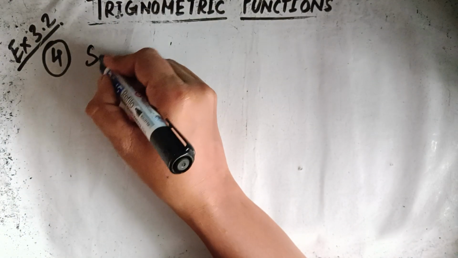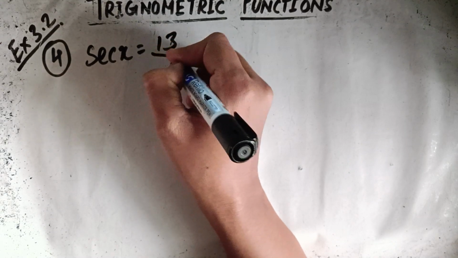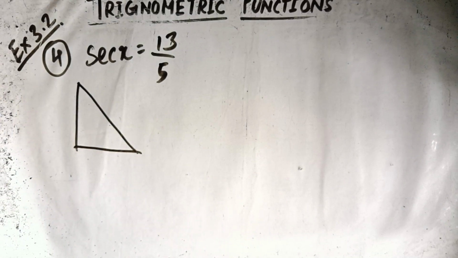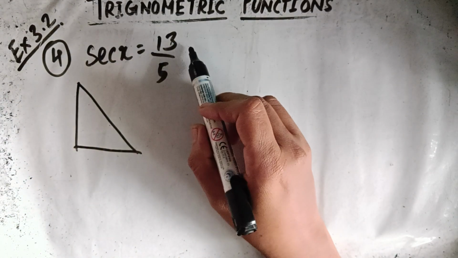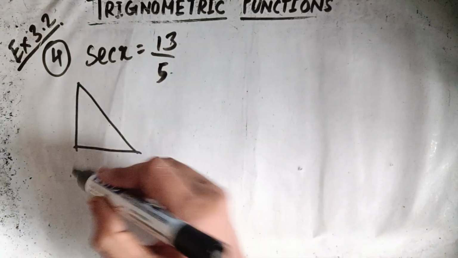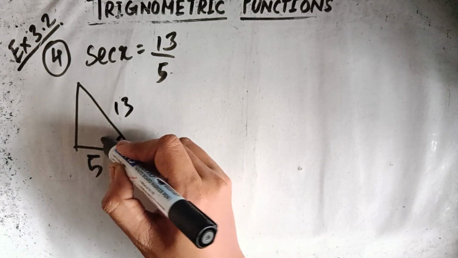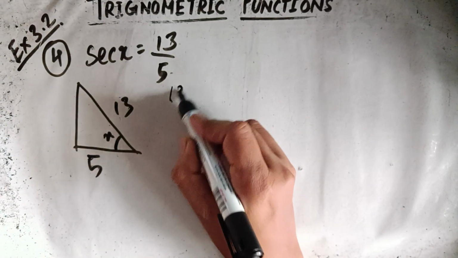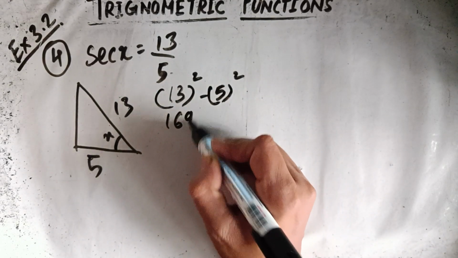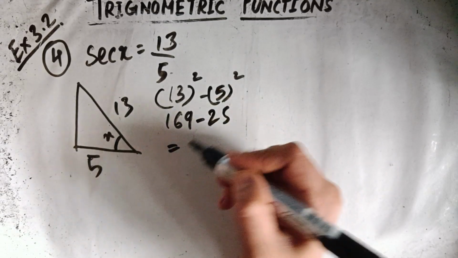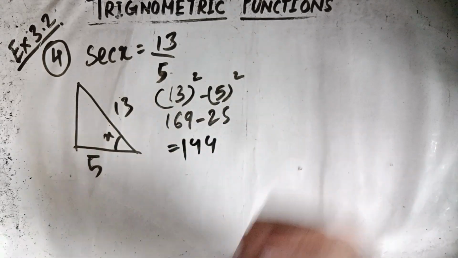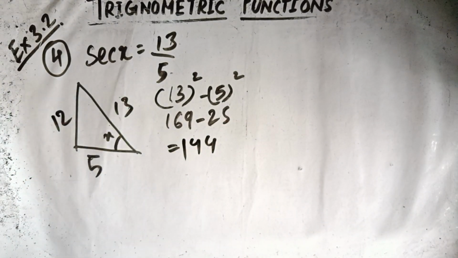Sec of x equal to 13 by 5. X lies in the fourth quadrant. So drawing the triangle, sec of x is the reciprocal of cos of x. Cos of x is adjacent upon hypotenuse. This is hypotenuse upon adjacent. Okay. So 13 square minus 5 square, 169 minus 25. You will get 144. That is 12. Okay.